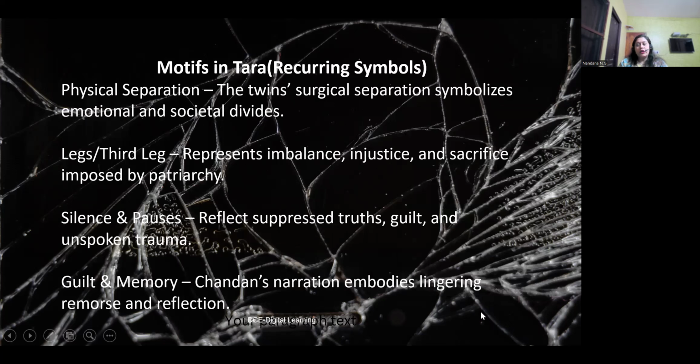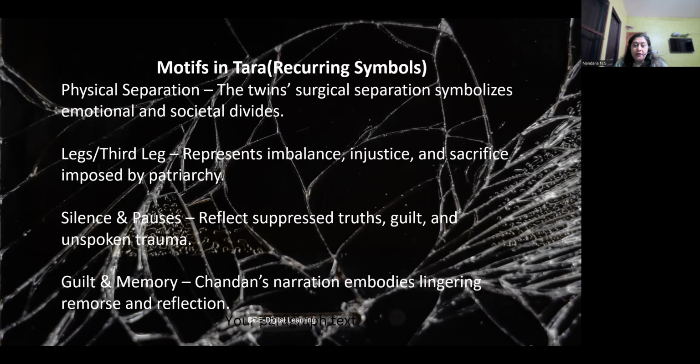Motifs in Tara, or the recurring symbols: physical separation. The twins' surgical separation symbolizes emotional and societal divides. When they are born conjoined, the society decides they have to be separated due to medical reasons. But then the aspect of dividing them is not based on a scientific matter.